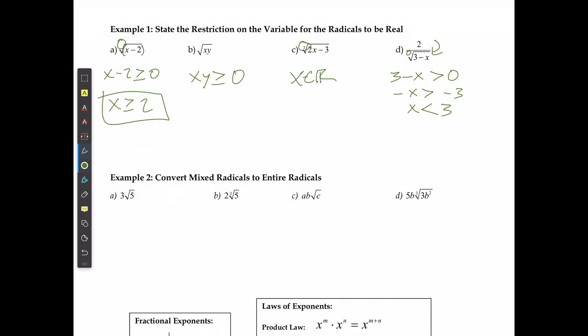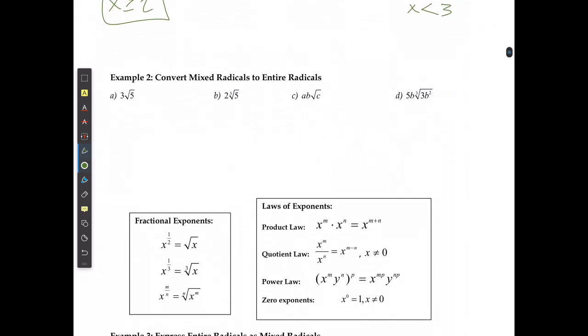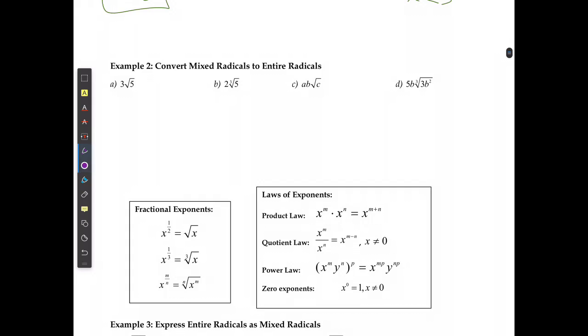Alright, if I'm converting mixed radicals to entire radicals, then all I'm doing is rewriting the coefficient as though it was a radical with the same index as whatever it's being multiplied by. In this case, if I have 3 times the square root of 5, I'm going to rewrite what 3 would be the square root of.